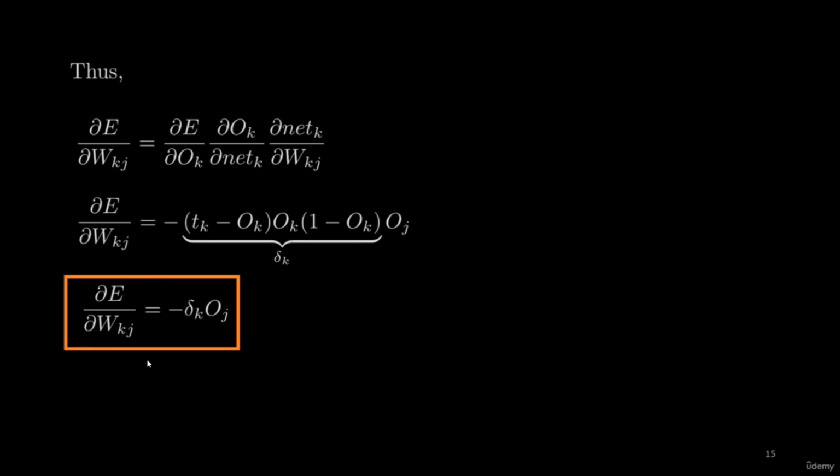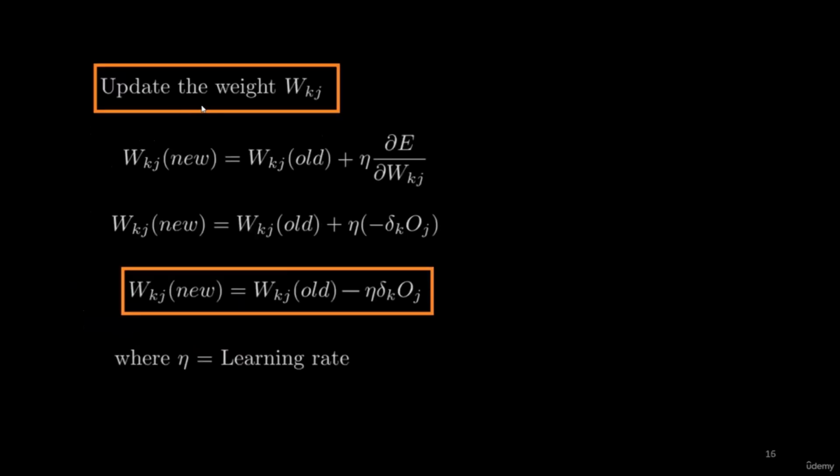So finally, we have successfully calculated the rate of change of error with respect to wkj. So this is the gradient of error. Now we have to use this value in order to update the wkj. So here is the updation of wkj. So how to update wkj? The updated value of wkj will be called wkj new.